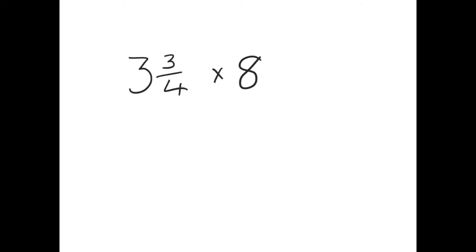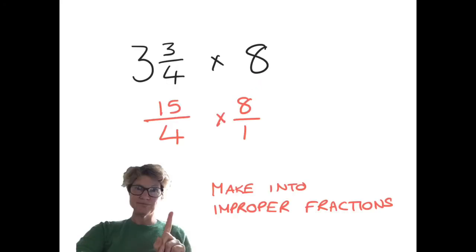In this video, we're going to review how to multiply mixed numbers by whole numbers. And we're going to start with a calculation, 3 3/4 multiplied by 8. The first step is to make this mixed number into an improper fraction, just like we did before. So 3 3/4, so we've got 4 times 3 is 12. Add the 3/4 we've already got, we have 15 quarters. And the 8 is of course written as 8 over 1.